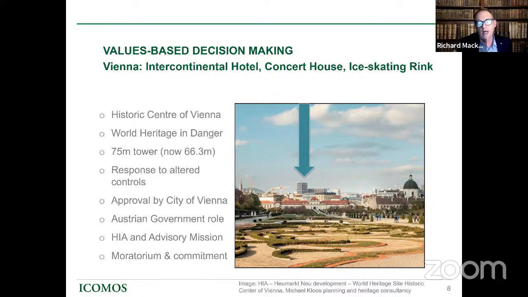So here we have a very good example of the HIA, albeit done rather late in the process, informing a very good and very solid values-based decision.